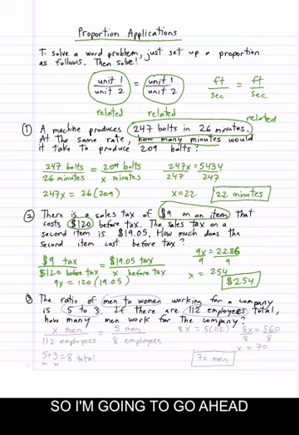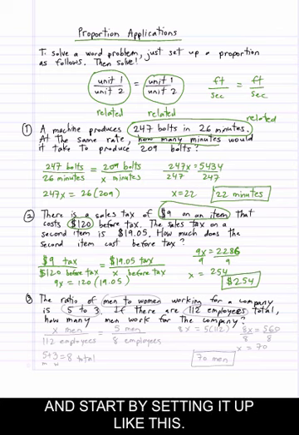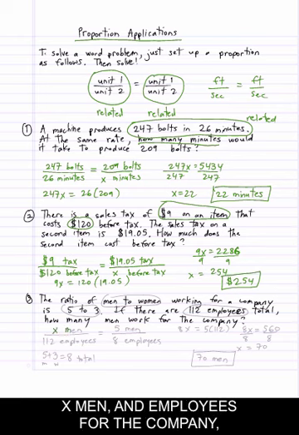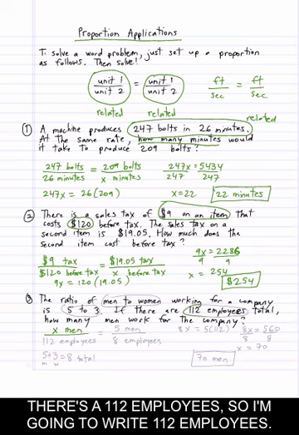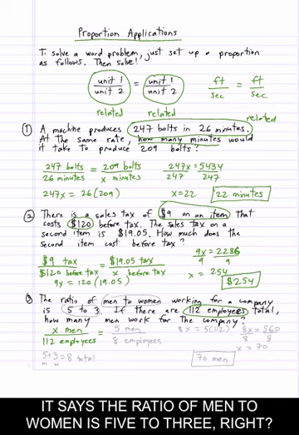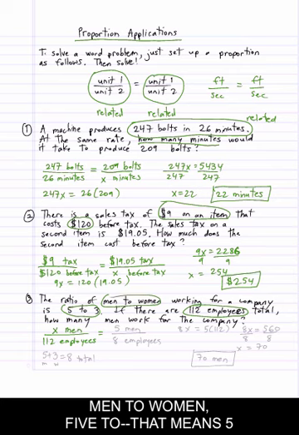So I'm going to go ahead and start by setting it up like this. It says how many men, so I'm going to write that first. X men. And employees for the company, there's 112 employees, so I'm going to write 112 employees. Now, I need to know how many men there are related. It says the ratio of men to women is 5 to 3, right? Men to women, 5 to 3. That means 5 is the men, 3 is the women.